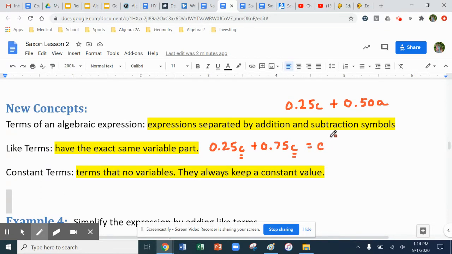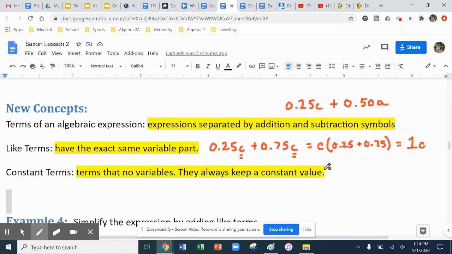This would be C times 0.25 plus 0.75. So if you were in business together, you're selling for 25 cents a cup. They're selling for 75 cents a cup. Your total profit then is $1 times the number of cups. So we can combine those together.